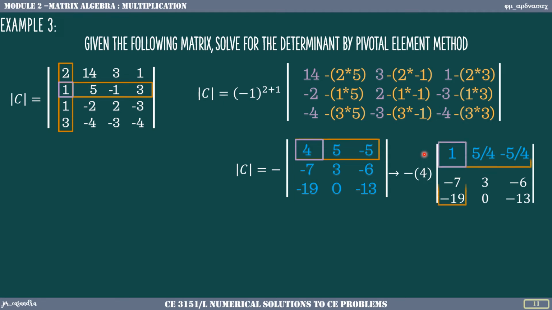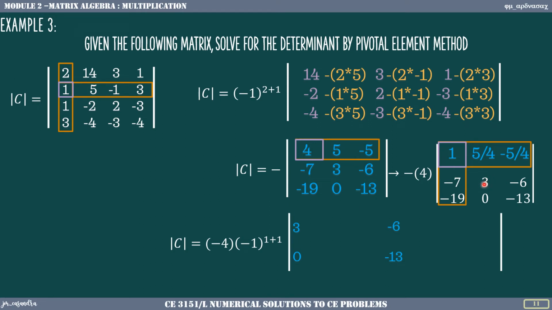So we eliminate the row and the column. Then that will now be negative 4 times negative 1 raised to the position of our pivotal element, 1 plus 1. Then write our minor matrix, that will now be 3, 0, negative 6, negative 13. Then subtract again the product of the elements that will be aligned with our element found on our eliminated row and column.